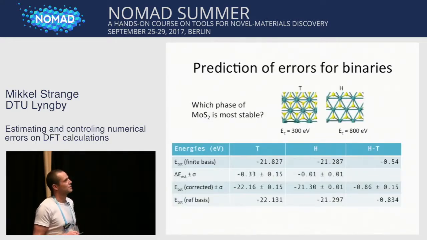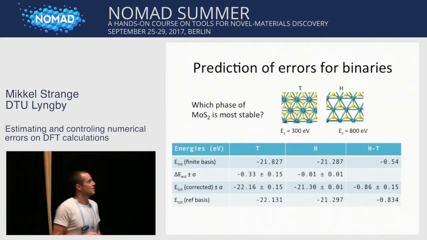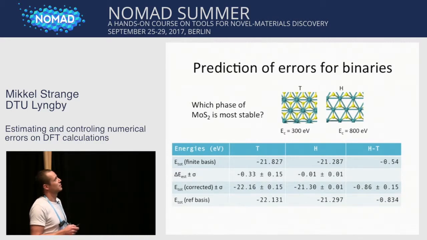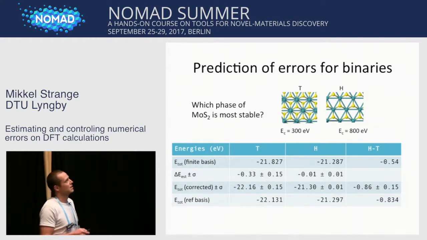Okay, so now let's try to use these errors for something. Let's say I've looked at this phase of MoS2, calculated with a cutoff of 300 electron volts, and the other phase was calculated at 800 electron volts. So I made a small back-of-the-envelope calculation here. Here's just the total energy. This number doesn't really mean anything. The total energy here, and we subtract and we get half a volt. So this suggests that the H phase should be more stable than the T phase by half a volt.